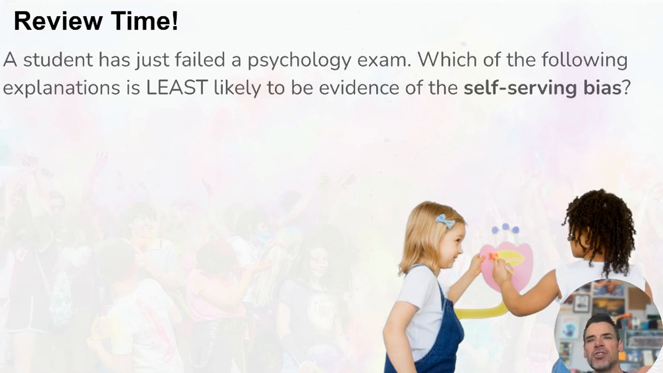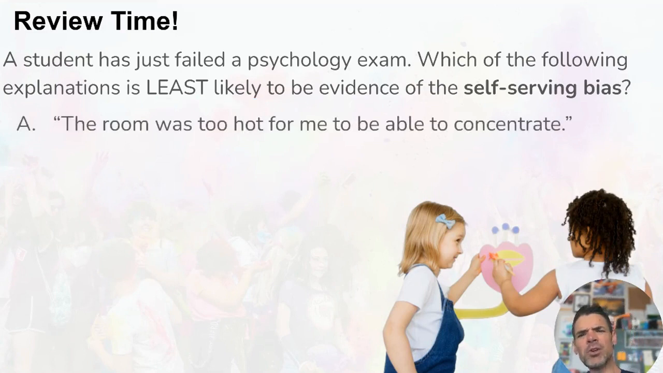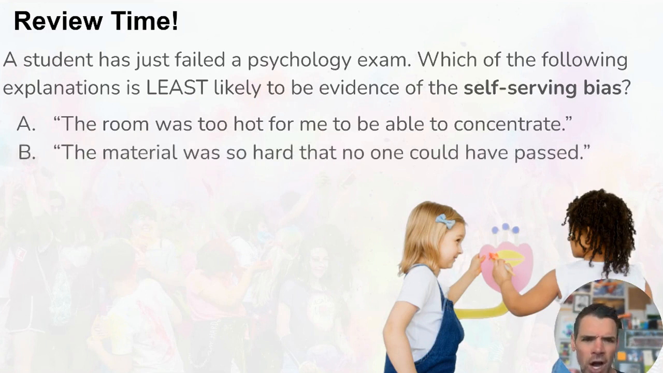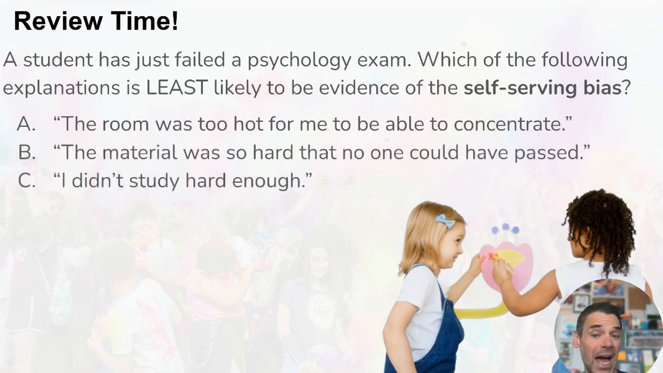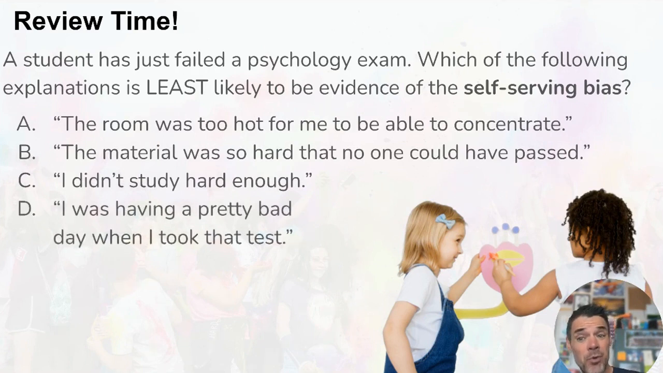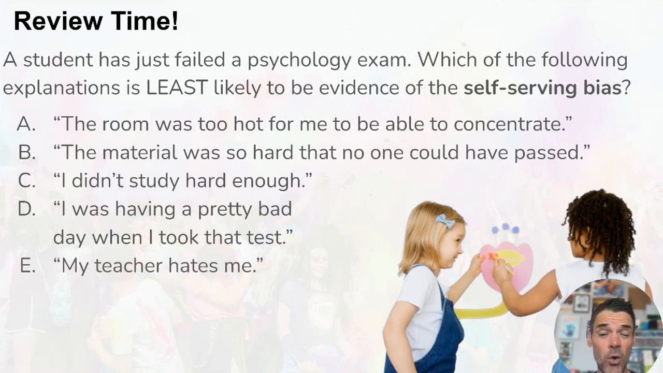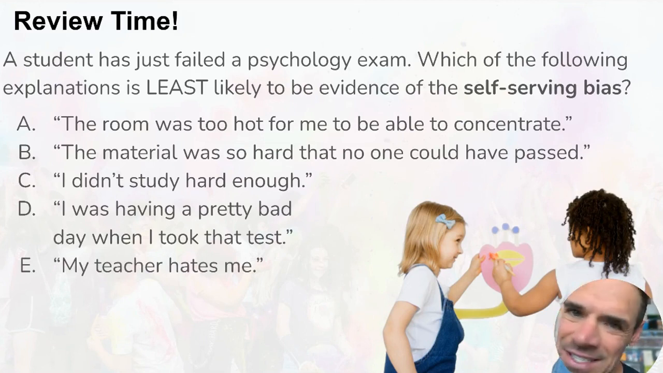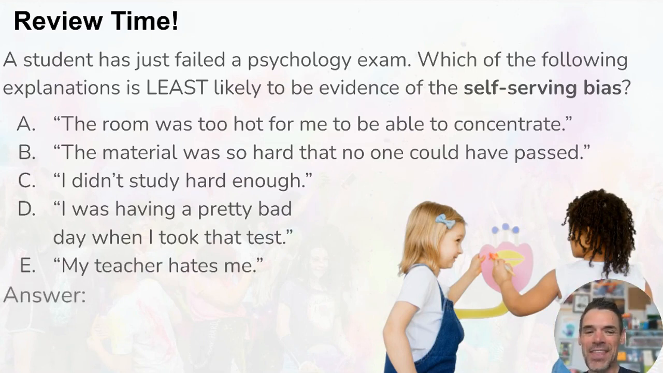All right. Review time. A student has just failed a psychology exam. No! Which of the following explanations is least likely to be evidence of the self-serving bias? Least likely. The room was too hot for me to be able to concentrate. The material was too hard. Nobody could have passed the exam. I didn't study hard enough. I was having a pretty bad day when I took the test, or my teacher hates me. Listen, teachers don't hate you. They love you. The answer, does the picture give you a clue?